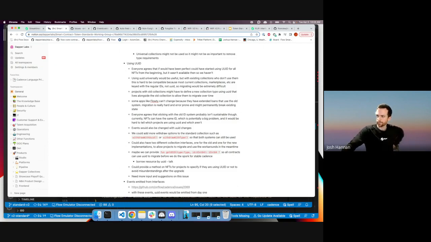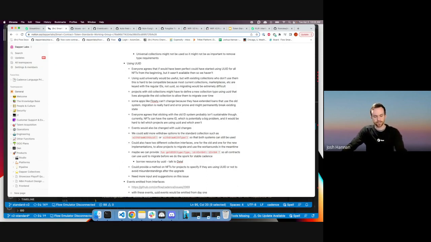So, yeah, I think there probably is some combination of these. We've got a few proposals here: potentially having multiple collections, having this get UUID method that allows NFTs to specify if they're using UUID. There's probably some combination of those that we could land on to make this upgrade as easy as possible.